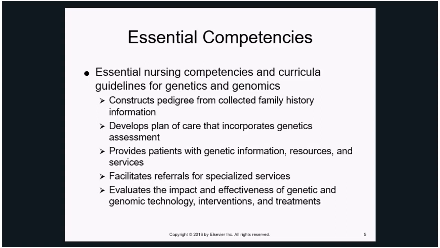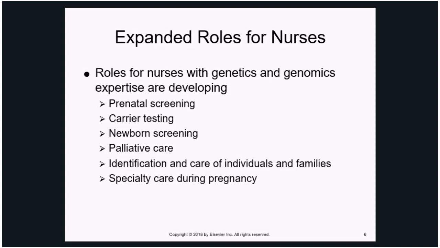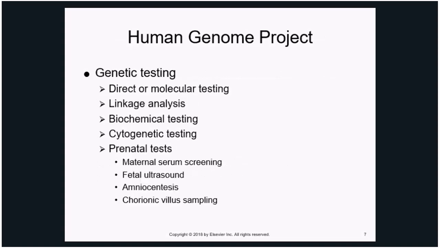Roles for nurses with genetics and genomics expertise are developing in prenatal screening, carrier testing, newborn screening, palliative care, identification and care of individuals and families, and specialty care during pregnancy. Genetic testing is done with direct or molecular testing, linkage analysis, biochemical testing, cytogenetic testing, and prenatal testing, so maternal serum screening, fetal ultrasound, amniocentesis, or chorionic villus sampling.